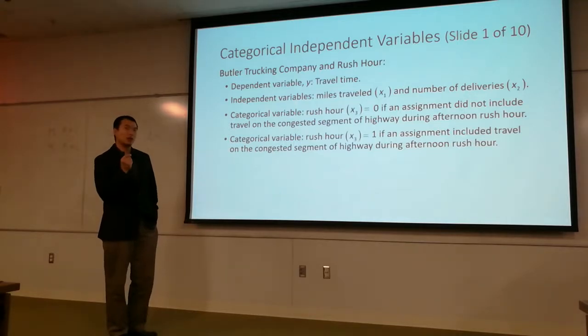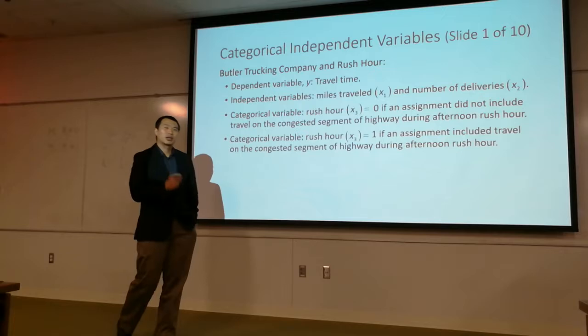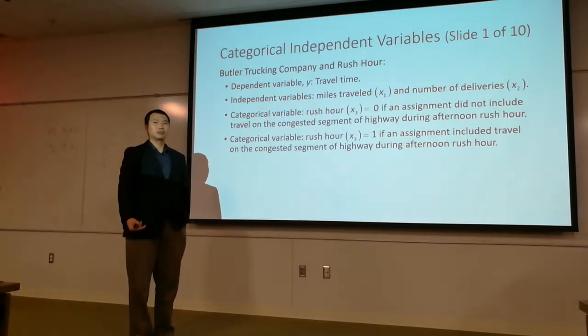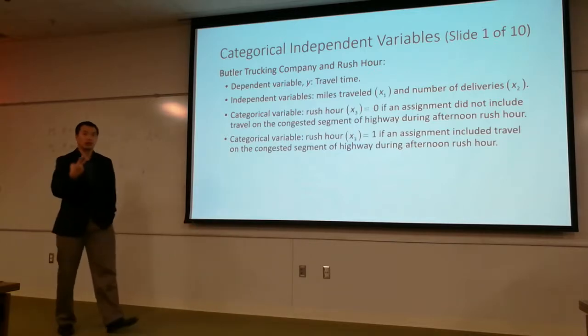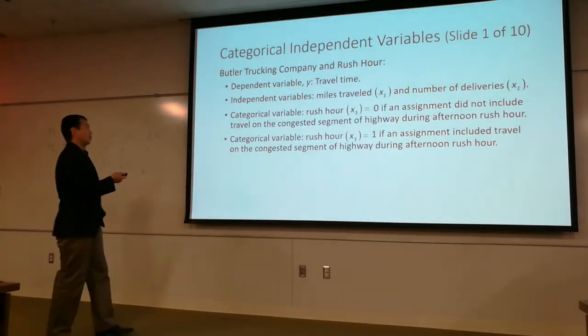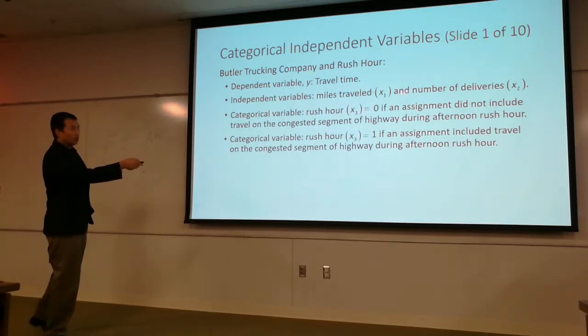But how do we model that? Because rush hour is a categorical variable. You travel in rush hour or not. Only two possibilities, or only two outcomes. So that's a categorical variable. So we can have a variable which is x3 in addition to the x1 and x2.